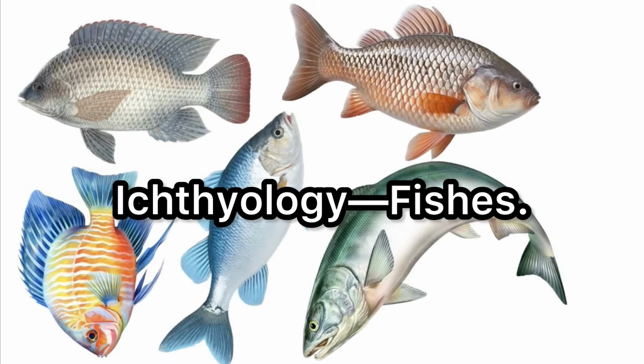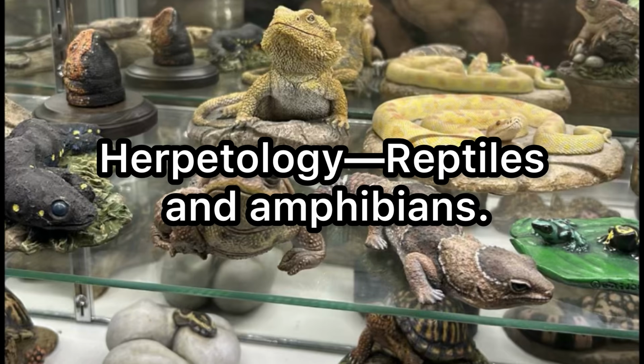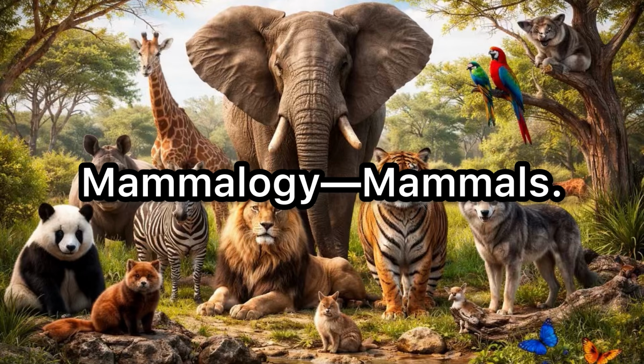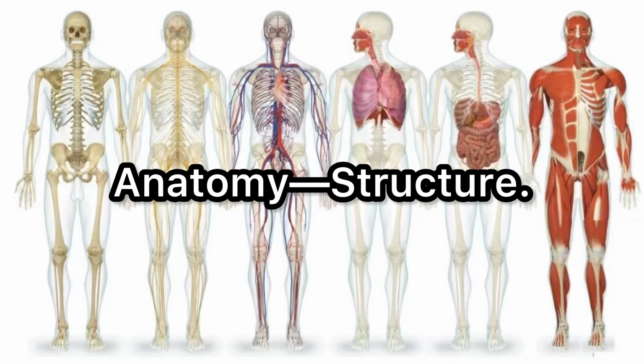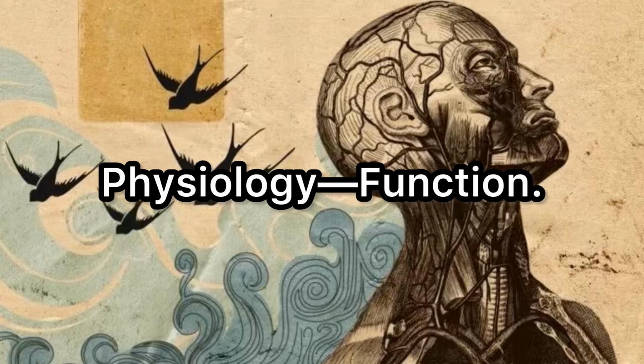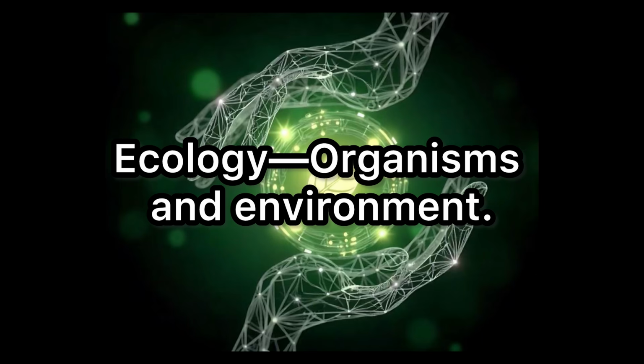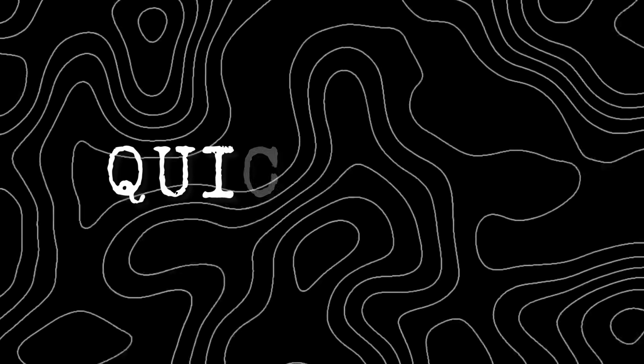Quick revision. Okay, let's quickly revise all 12. Entomology, insects. Ichthyology, fishes. Ornithology, birds. Herpetology, reptiles and amphibians. Mammalogy, mammals. Malacology, molluscs. Anatomy, structure. Histology, tissues. Physiology, function. Genetics, heredity and variation. Ethology, animal behavior. Ecology, organisms and environment. 12 branches of zoology.